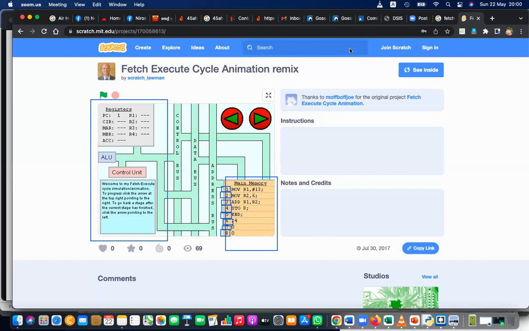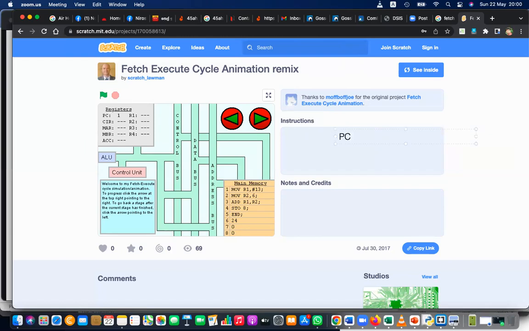Okay, what happens there? Here there are some terms. Take a screenshot and please write them down somewhere, or take the screenshot after I write. That is also okay. PC is called the program counter. CIR is called the current instruction register.